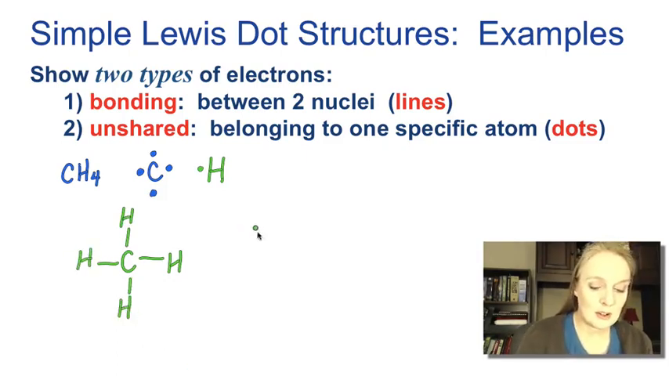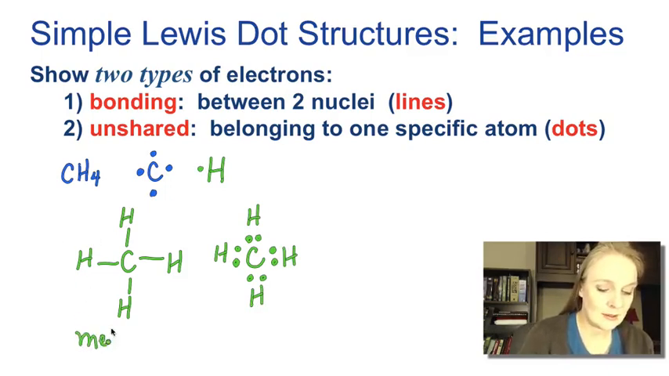Sometimes you'll see people even draw it with the pairs as the bonds. I never draw it that way, but sometimes you'll see that. This is also a Lewis dot structure. Usually people draw the bonds as lines. So this is methane.